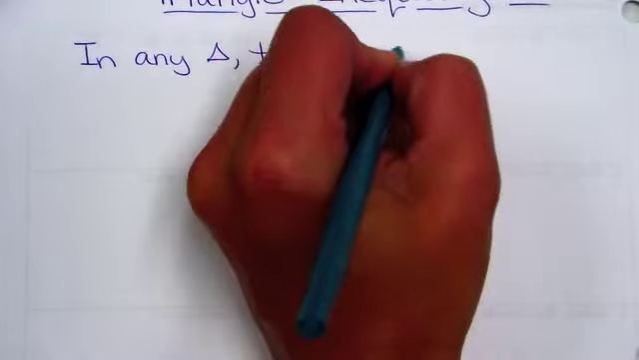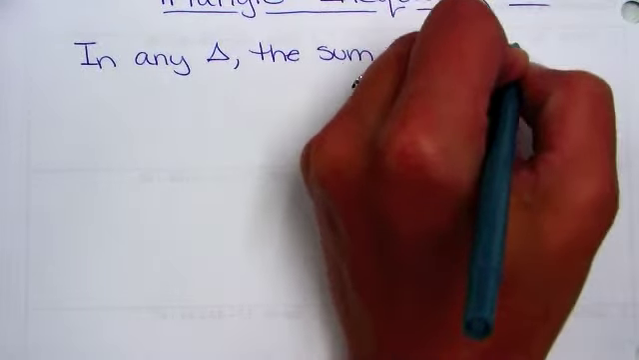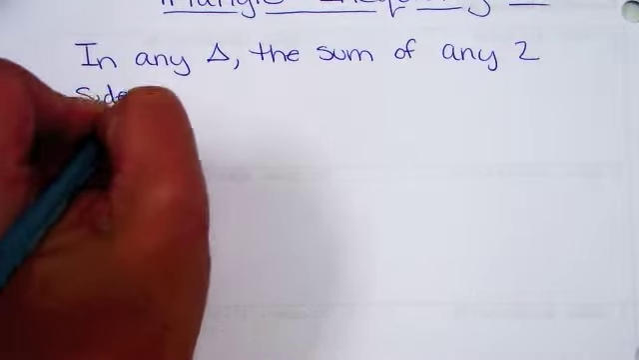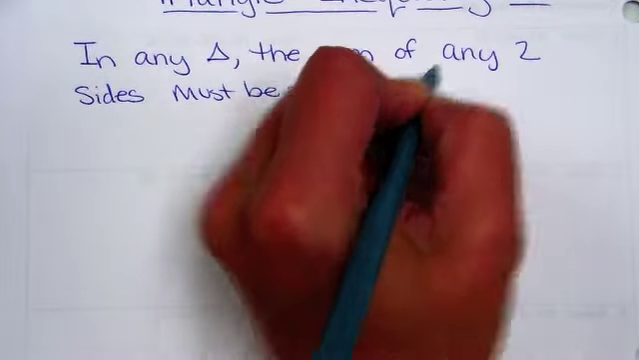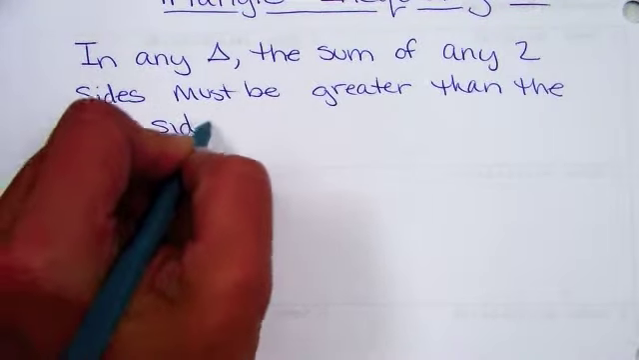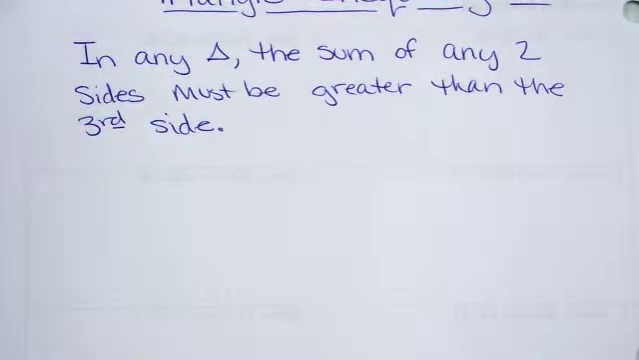This video is going to include the triangle inequality theorem. And the theorem goes like this. In any triangle, the sum of any two sides must be greater than the third side. In any triangle, the sum of any two sides must be greater than the third side.